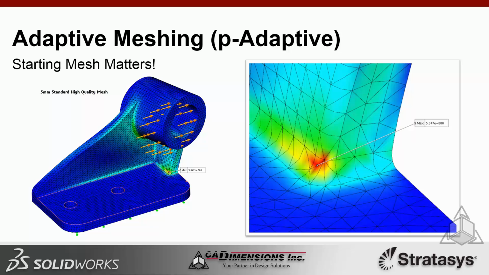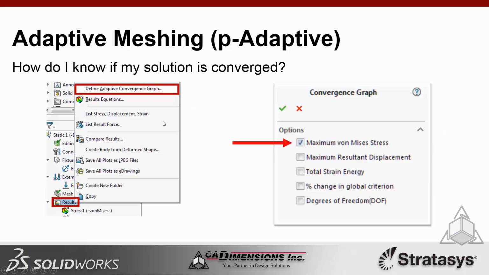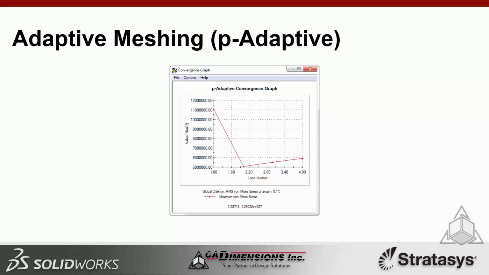We can also plot convergence graphs for p-adaptive studies. I typically plot max stress with these. You can see here that it only ran 4 times. Hitting run again will restart the analysis since it's only changing the polynomial order and can't go above 5. So it'll run it with a second order, third order, fourth order, and fifth order right from scratch.